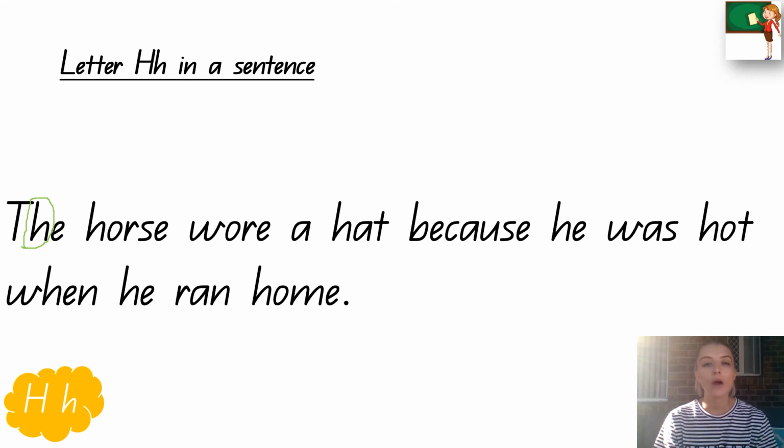Horse. I can hear a sound. Can you put your finger on the letter H? Excellent, at the start of the word. Okay, next word. Wore. Can you hear any in that word? No. Okay, let's go to the next word. A. Is there a H in that word? No. Okay, let's go to our next word.